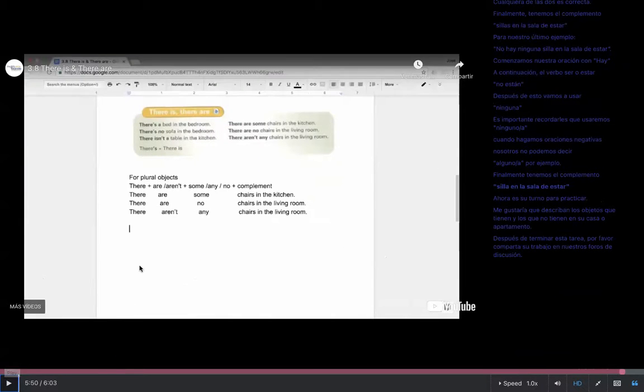Now, okay, como pueden ver, cuando usamos there are, tenemos que usar la palabra some or no. Any solo la podemos usar cuando tenemos un negativo. Por ejemplo, there aren't any. Y usamos any cuando es plural. Usamos a cuando es singular. Por eso es que no es correcto there isn't any table. There isn't a table porque es singular. Pero como aquí hay chairs, es plural, vamos a usar there aren't any chairs. No sé si eso tiene sentido.